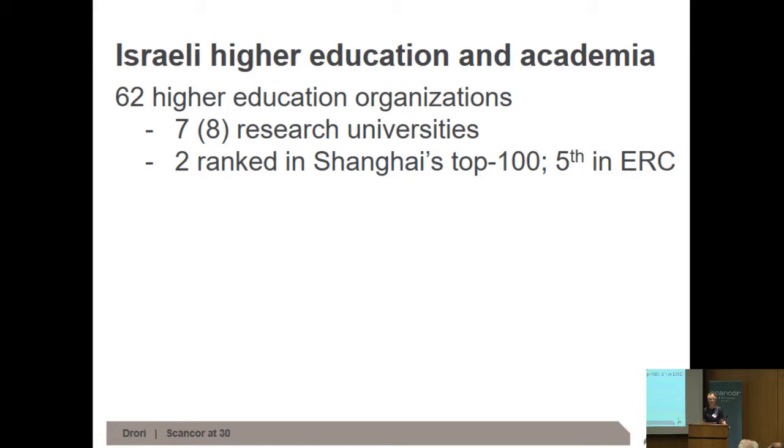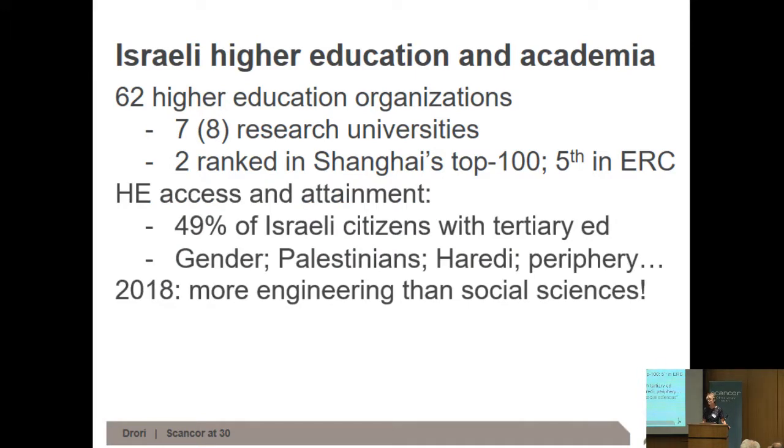For Europeans, the ERC may be a label that we recognize. It's the European Research Council grants, which are another measure of success and excellence. Israel is ranked 5th, or 7th depending on which grant, among recipient countries in the number of ERC grants. So overall, a very successful and very vibrant field. In terms of access and attainment, Israel is the 3rd country after Japan and Canada in the number of people who have academic credentials. So 49% of Israel's population, a particular age group, but adults, have some sort of academic credential, which is crazy.